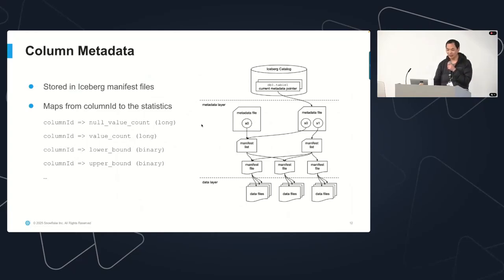Column metadata is stored in Iceberg manifest files. The type is a map of column ID to stats. For example, for lower bounds, it's a column ID to lower bound. Because the data can have different types, we convert that to binary. For null value counts, value counts and the others, it's a long. Please observe that the bounds are binary.